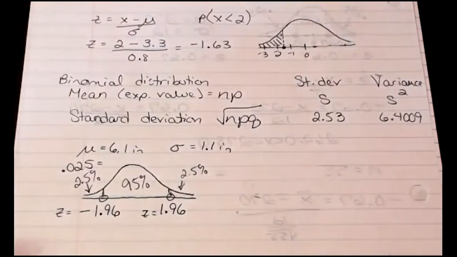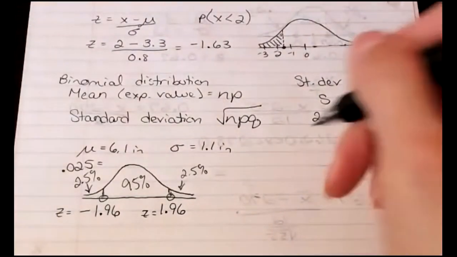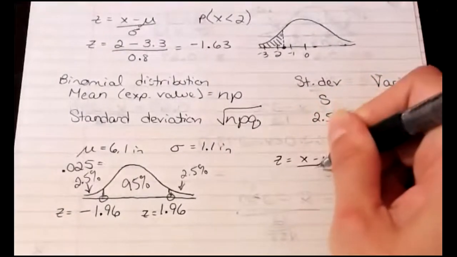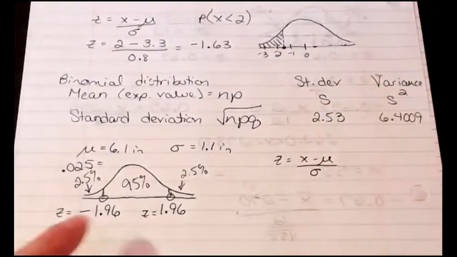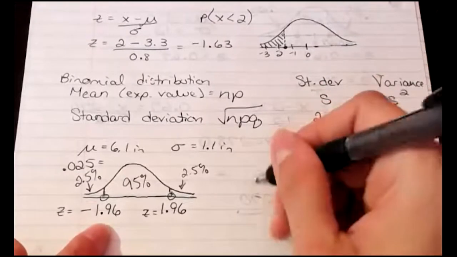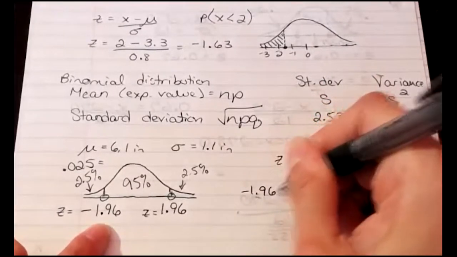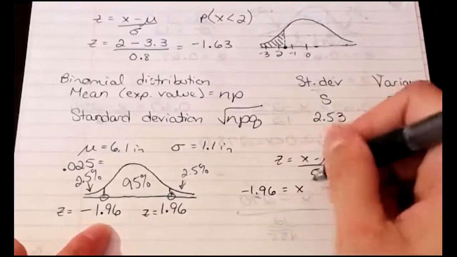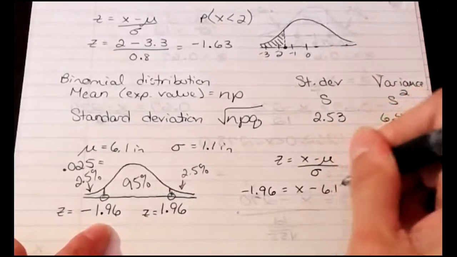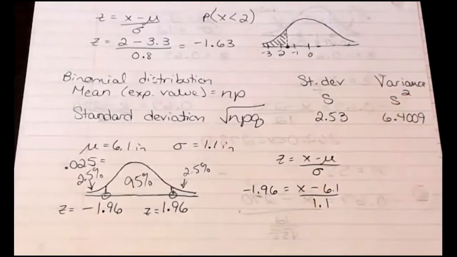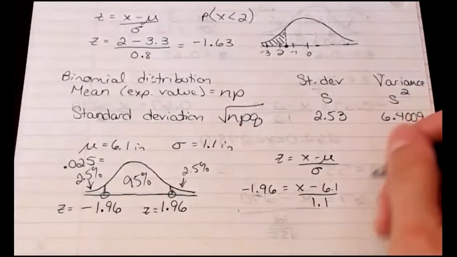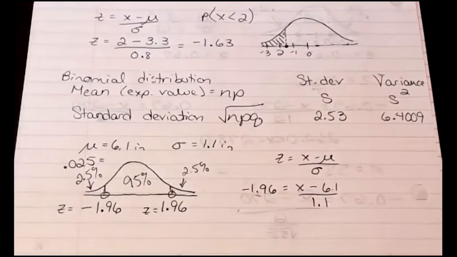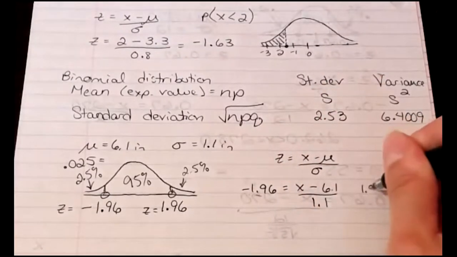So we're going to calculate two different values. We know that z is equal to x minus the mean divided by the standard deviation. So we're going to use this z-score. Negative 1.96 is equal to, we don't know the actual head breadth, so we're going to calculate that. We know the mean and we know the standard deviation. So we're going to solve each of those equations where we have a negative 1.96 and a positive 1.96.